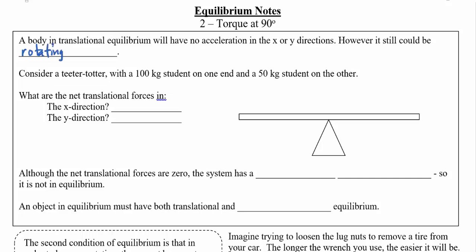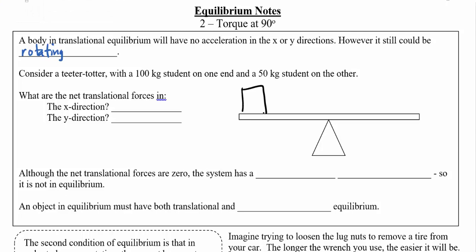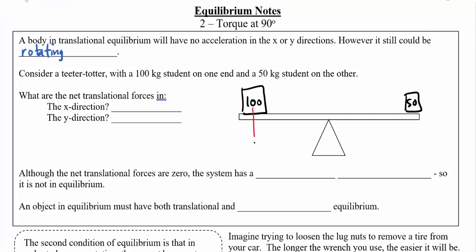And so think of an example of that. Imagine a teeter-totter with two students sitting on it. And we have a 100 kilogram student sitting on one end and a 50 kilogram student sitting on the other. If you think about all the forces acting on this system, we'd have a large force of gravity down on this end and a relatively small force of gravity on that end. Now, of course, that wouldn't be it, because if that was the case, then the seesaw would just fall through the ground. And so the seesaw itself is pushing up with, say, a normal force upwards.